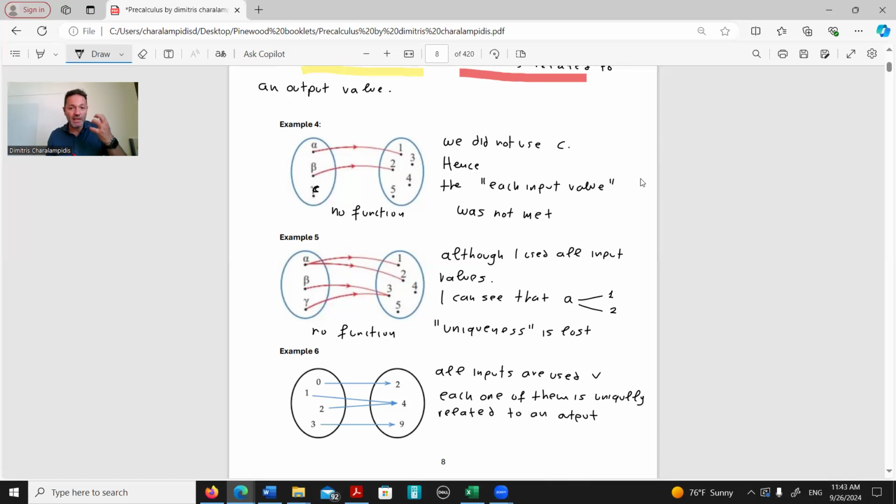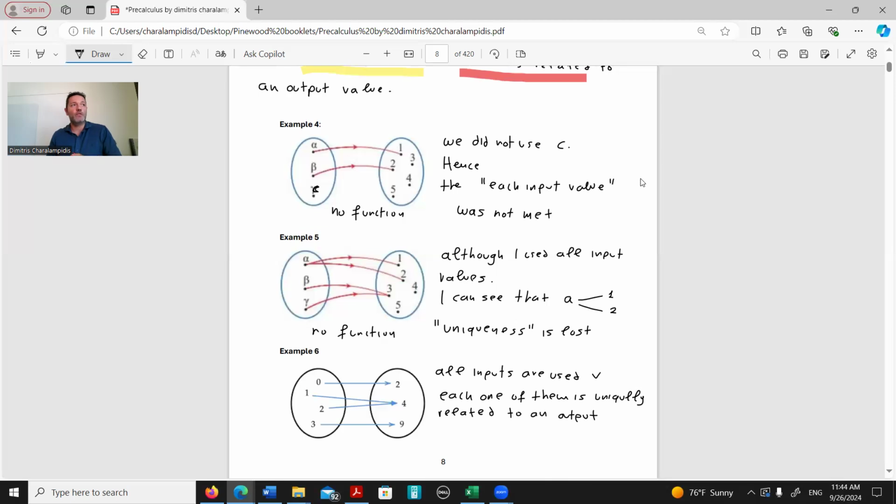So that was all. Keep in mind that a function is a relation, so it has a domain, it has a range, it can have a mapping diagram, but it is a special case of a relation. We need to use all input values. Each input value is uniquely related to an output.